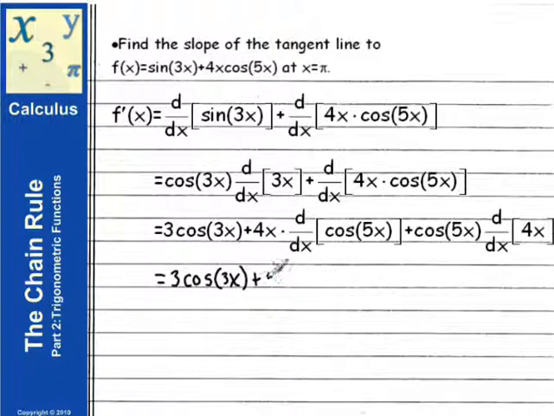Plus our 4x, and now we're looking at the derivative of cosine of 5x. Well, now to find the derivative of cosine of 5x requires the chain rule again. So we're going to have to say, okay, it's times what? Well, normally the derivative of the cosine function is negative sine. And so we have negative sine of the same argument, 5x. But then we have to multiply that with the derivative of the inside, the derivative of 5x.